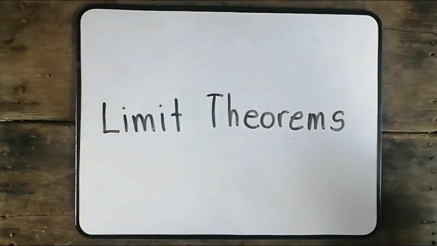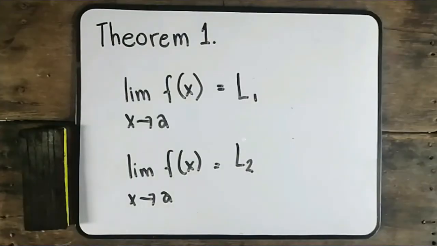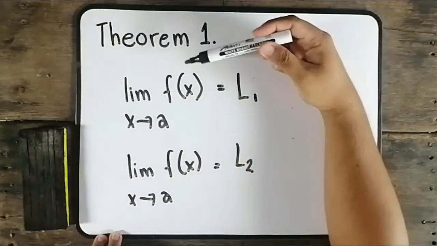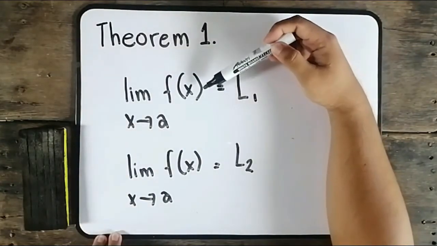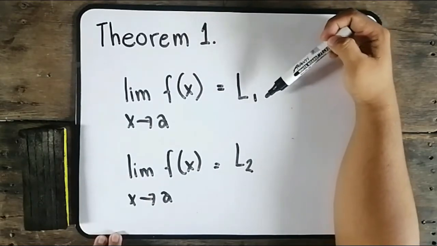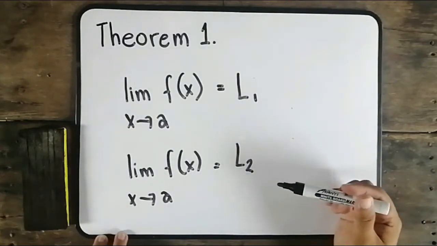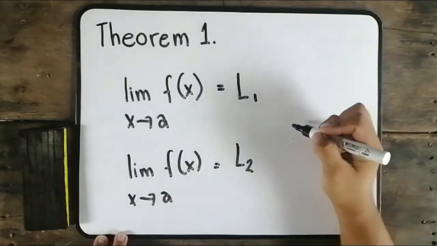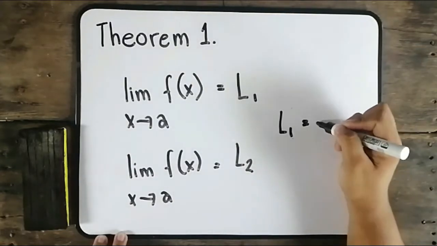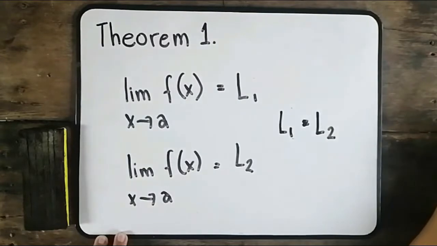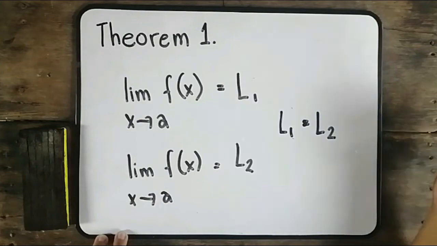Today we will talk about the different limit theorems. Theorem 1 states that the limit of a function, if it exists, is unique. So we say that if we have the limit of f of x as x approaches a be equal to L sub 1, and the limit of f of x as x approaches a is equal to L sub 2, by the uniqueness of limits, then L1 is equal to L2. Okay? So, iisa lang dapat yung limit ng function kapag parehas lang sila.